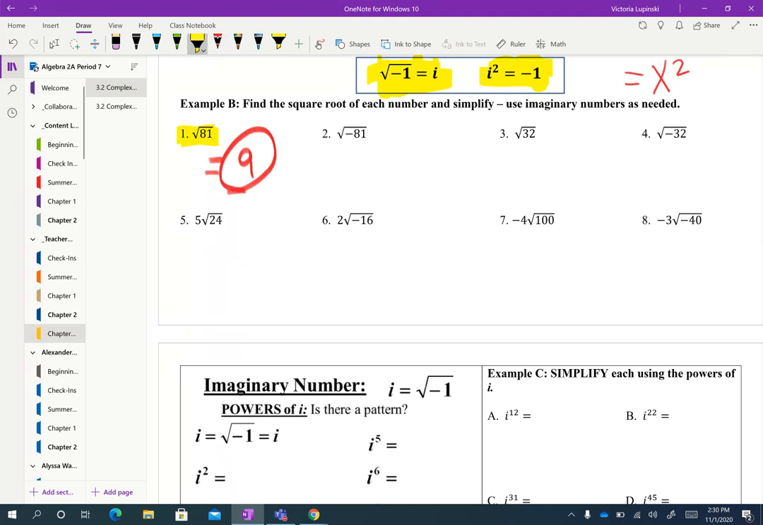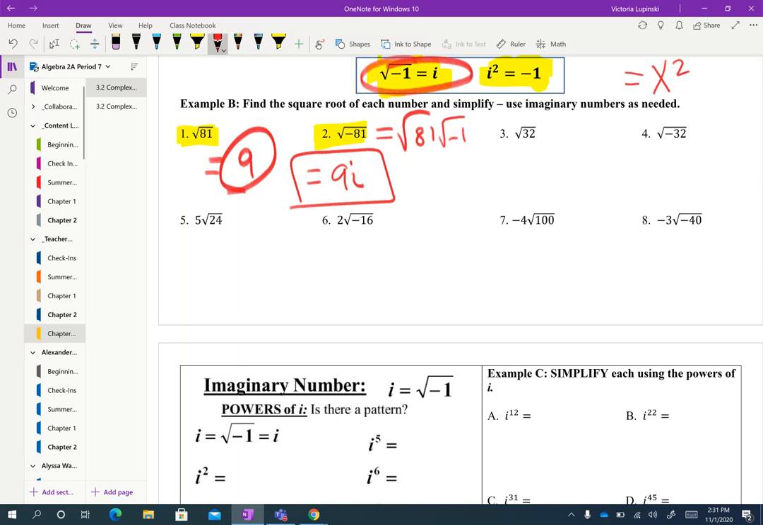So now take a look at number 2, the square root of -81. What you're going to do for all of these problems is break down whatever is under the radical into the biggest perfect square you can, which in this case is 81, and then break it down into the square root of -1. The square root of 81 is still 9. By definition, the square root of -1 is i, which means the square root of -81 is 9i.